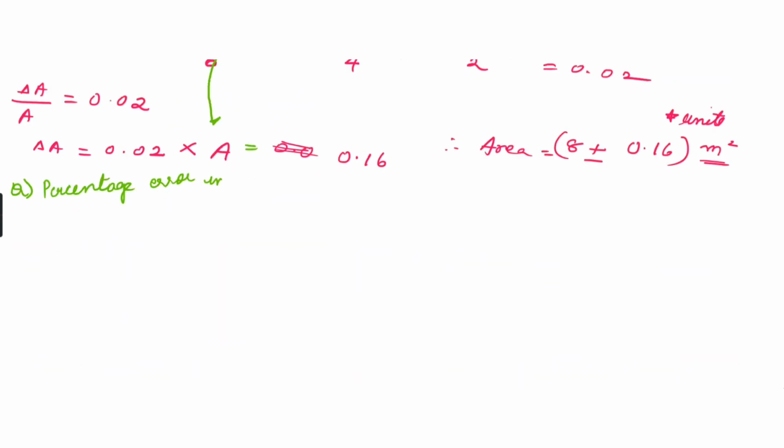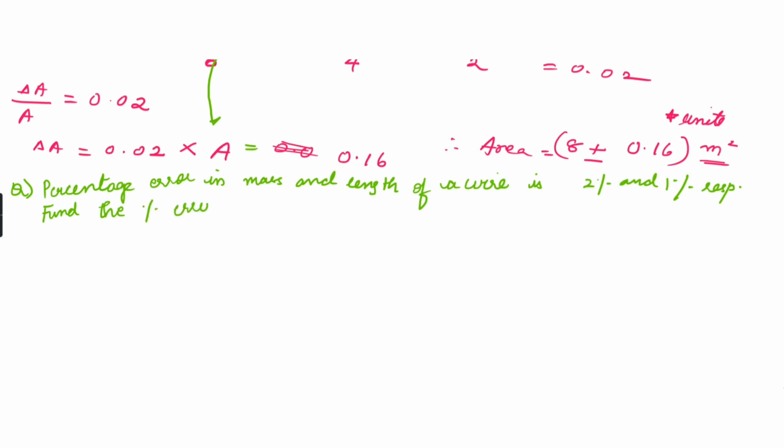Okay, so the question is, the percentage error in mass and length of a wire is 2% and 1% respectively. Find the percentage error in the density. So wire is nothing but a cylinder, we all know. So for cylinder, what is the volume? It is pi r square h, isn't it? So density formula we already know, it's mass by volume. So mass by pi r square h.